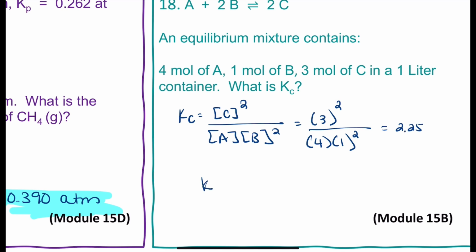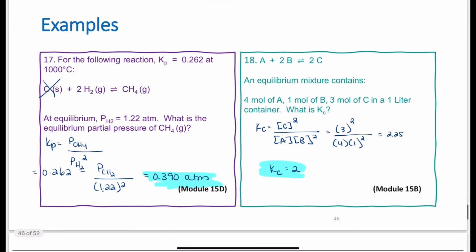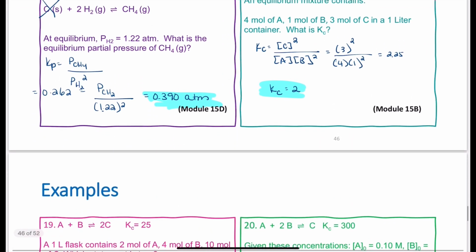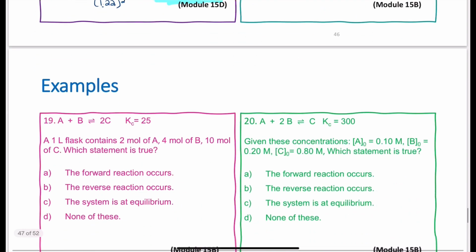Based on sig figs, I need 1. My Kc value is 2. What does that mean? It means it's product favored, but it's pretty close to equilibrium. There's very little difference in there. There's still a lot of reactant in there because it's a really small Kc value, but it is product favored if it's greater than 1.